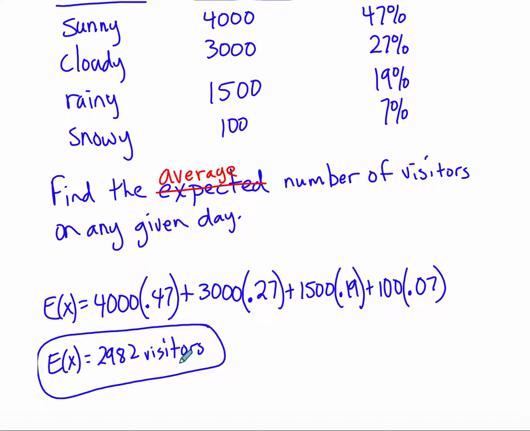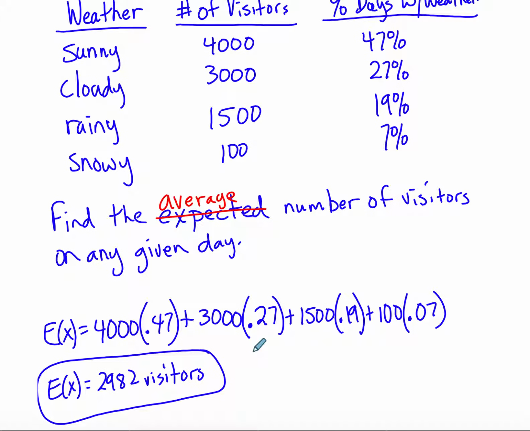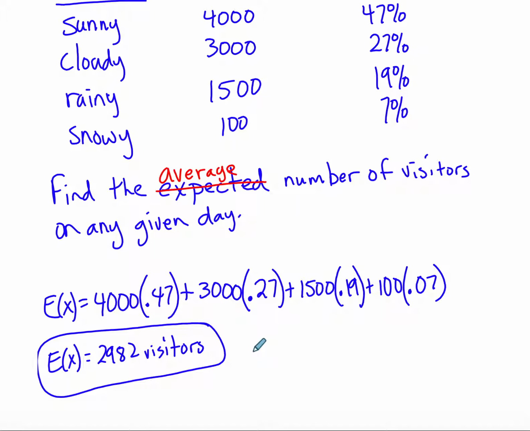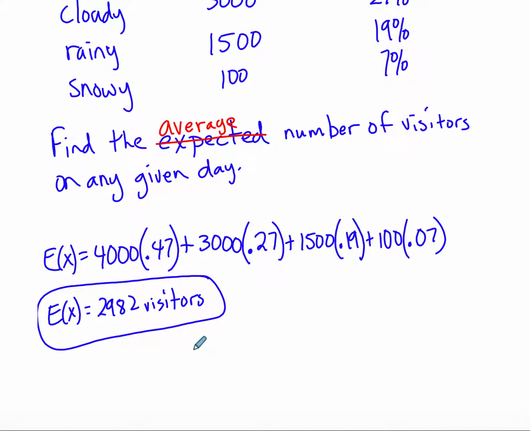2,982 visitors every day. So what that tells you is, if you know how many you expect to get, then that can tell you, okay, I need to have this many employees, because I expect on any given day I need to have this many people available to help out all those visitors.